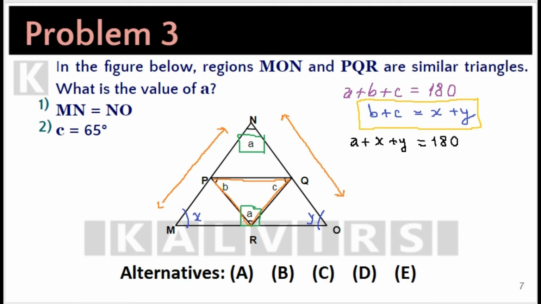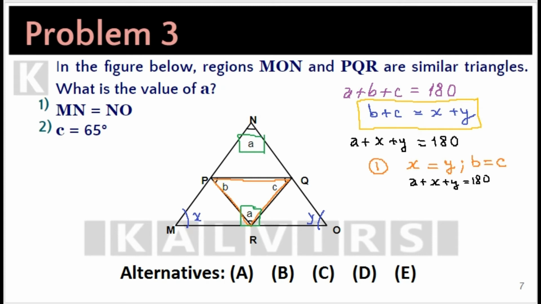It means that triangle MNO is an isosceles triangle, and therefore, from statement 1, angle X is equal to angle Y, and angle B must be the same as angle C. Now, for the value of A, we know that A plus X plus Y is 180. Since X and Y are the same, A plus 2 times X is 180. However, there's no way to find the value of A. Finally, statement 1 alone is not sufficient. Choices A and D are eliminated.